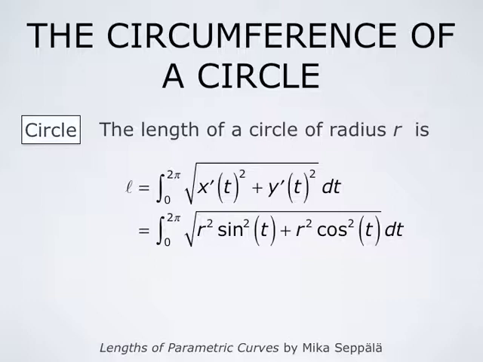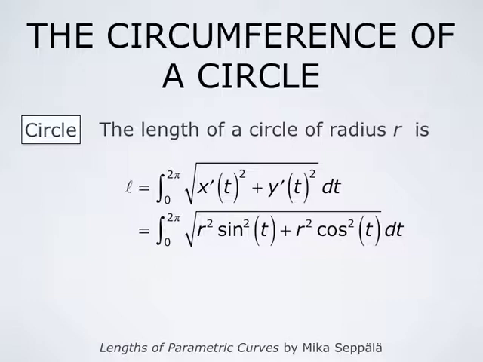x of t is r times cosine of t. Therefore, x prime is minus r times sine of t, and that squared is r squared times sine squared of t. Likewise, y of t equals r times sine of t. Therefore, the derivative of y of t is just r times cosine of t, and y prime of t squared is r squared times cosine squared of t. And then we take the square root of this sum and integrate with respect to t.